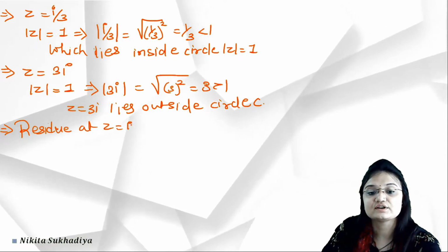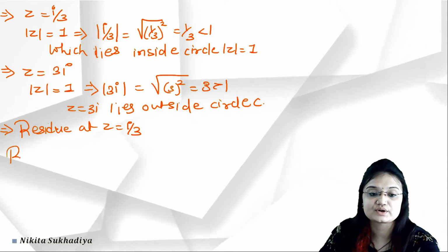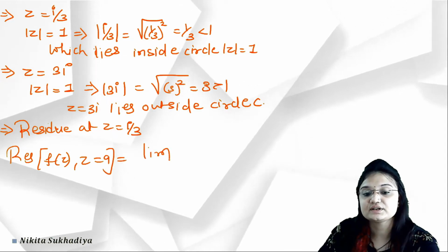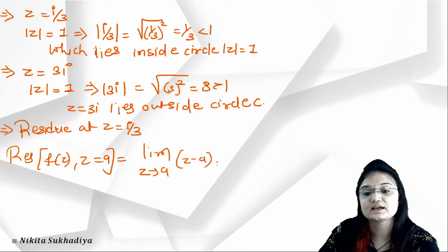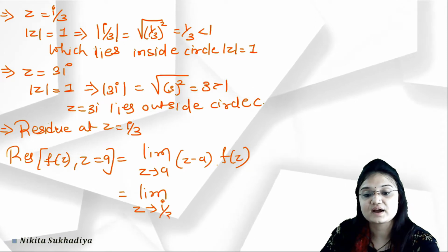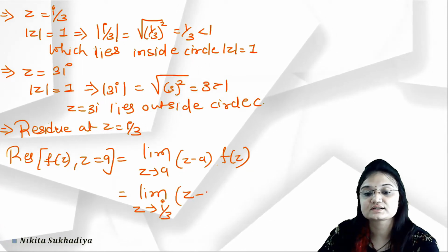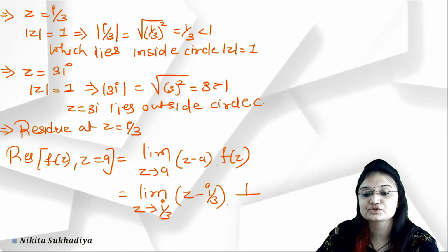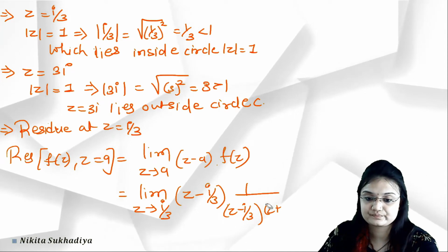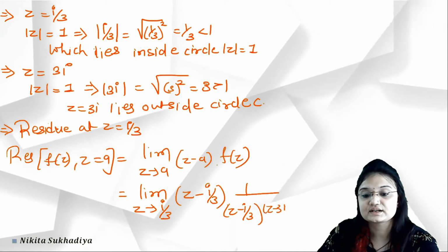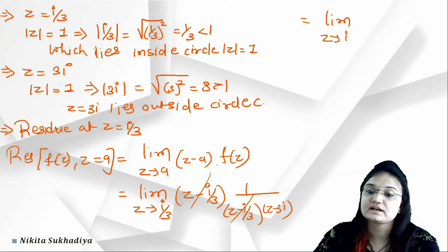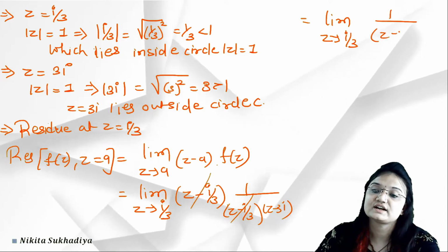Okay, so here we have to find the residue at the pole z is equal to i by 3, which is a simple pole. Okay, so the residue for the function f of z at z is equal to a is the limit as z tends to a of z minus a into the function f of z. Here we have the point a is equal to i by 3. Here this is z minus i by 3, and here we have the function, that is 1 upon z minus i by 3 into z minus 3i. Okay, so the z minus i by 3 cancels out, so this will become the limit as z tends to i by 3 of 1 upon z minus 3i.